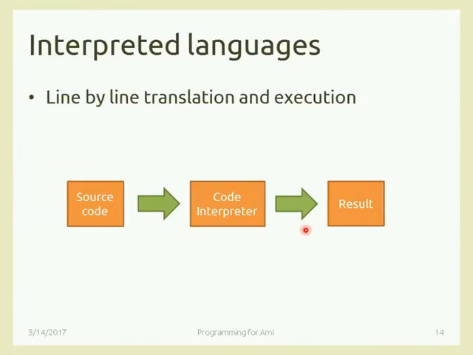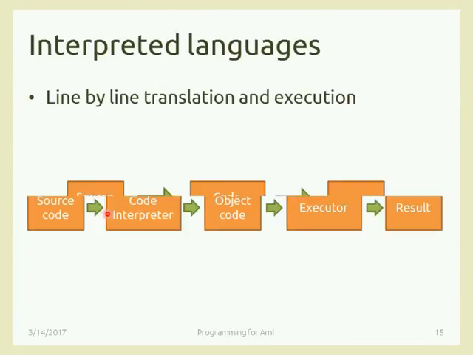Python is interpreted. To use a Python program, you should have a source code program in Python, a text file, and the interpreter, which is the Python program that you will install on your computer. You always need Python installed on your computer and the source code, we can say, of the program to be executed to have some result.